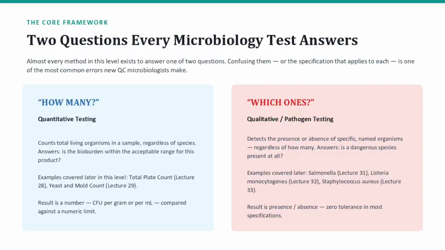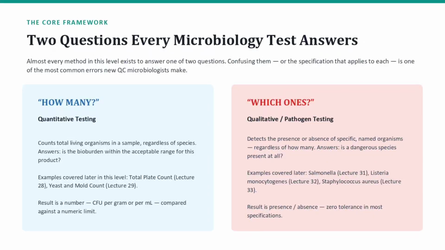Here is a framework that will save you a lot of confusion for the rest of this level. Almost every method we cover from here forward exists to answer one of exactly two questions. The first question is, how many? This is quantitative testing. It counts the total living organisms in a sample, regardless of species, and it answers whether the overall bioburden is within an acceptable range for that product. Later in this level, this is what total plate count in Lecture 28 and yeast and mold count in Lecture 29 are doing. The result is always a number, colony-forming units per gram or per milliliter, compared against a numeric limit.